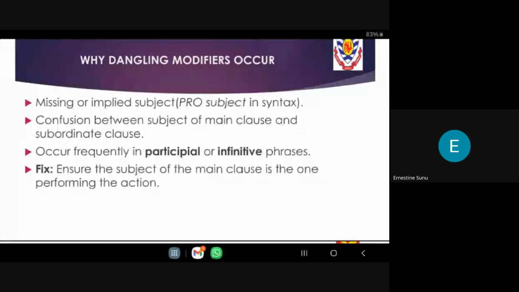Why do dangling modifiers occur? That's already established. Missing or implied subject. Confusion between the subject of the main clause and the subordinate clause. It also occurs frequently in participial or infinitive phrases. When we were learning about forms and functions of grammar, we met the infinitive. So it usually occurs in such constructions. So how do we fix this kind of dangling modifier challenge? By ensuring the subject of the main clause is the one performing the action. Please, the next one.